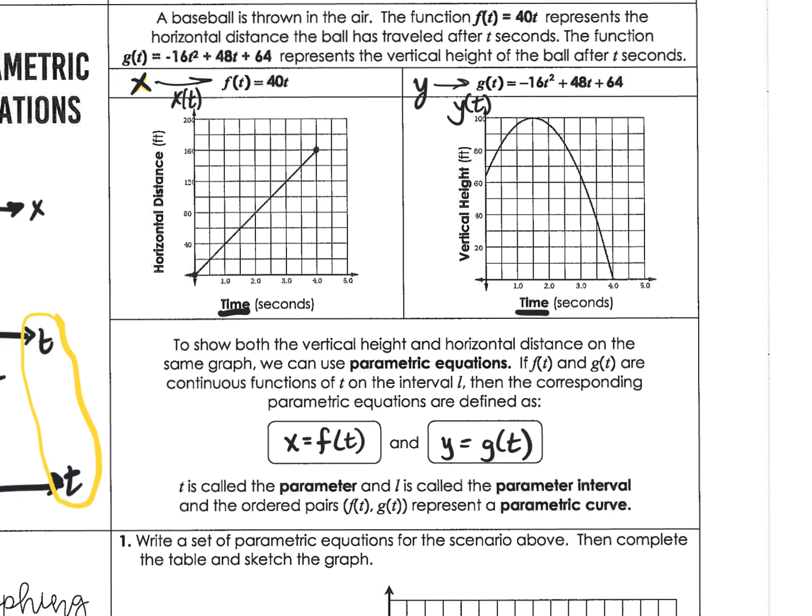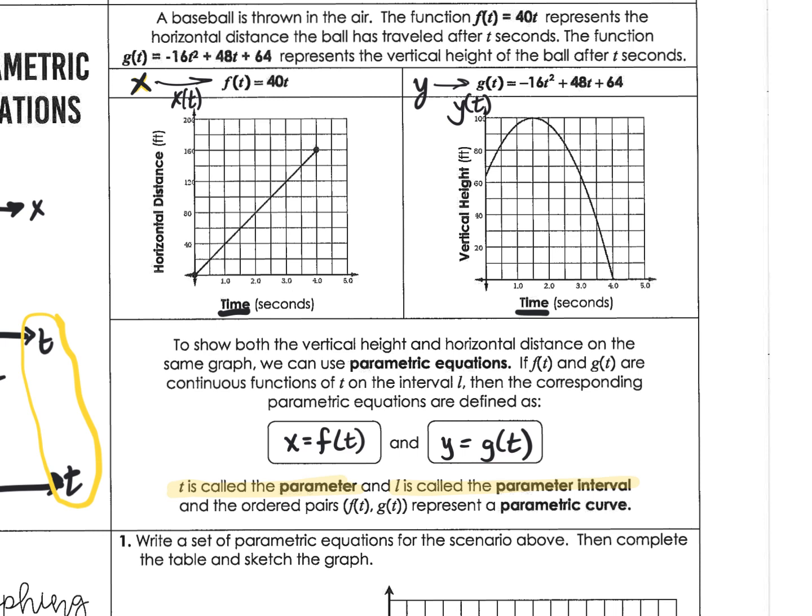Guys, when we do this, t, right here, t is called the parameter. The interval at which we measure t, say we're only measuring it over the first 4 seconds, that interval from 0 to 4 would be what we call I. It's the parameter interval, okay? So we've got a parametric interval, we've got a parameter that we're actually defining, the thing that links the two together.